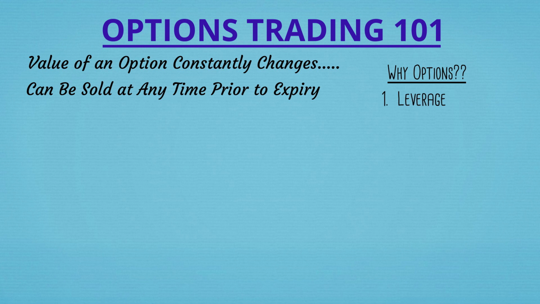The first is leverage, and that's probably the most common reason. When you trade options, you get the equivalent of a large number of shares for a relatively low cost. It gives you a lot of leverage in the market. Of course, that leverage can work in your favor if the stock moves the way you think it's going to move. It can also work against you if the stock moves in the wrong direction.